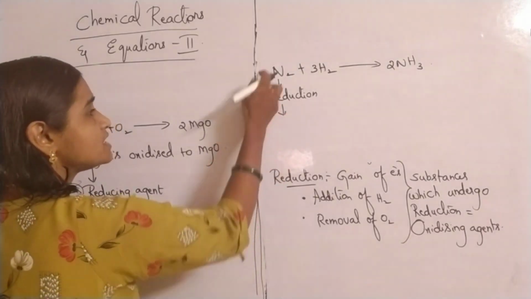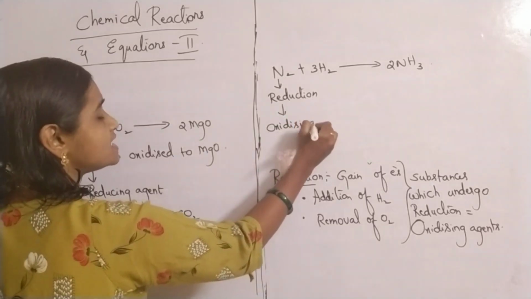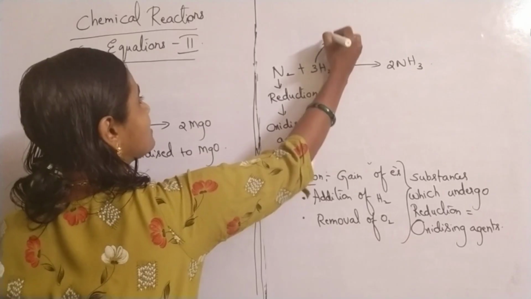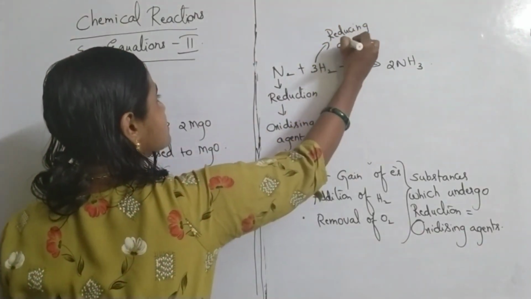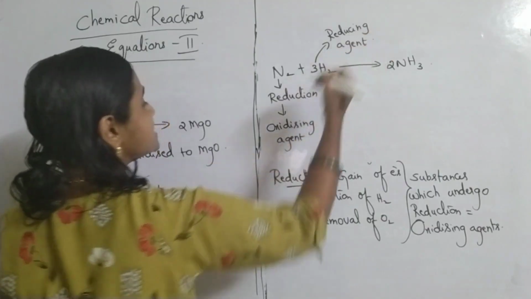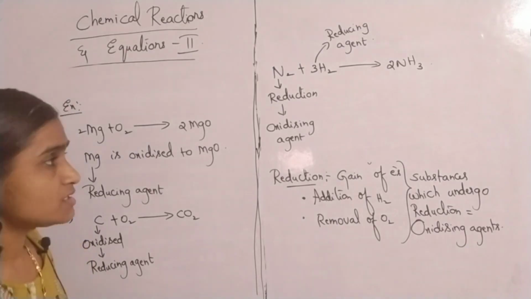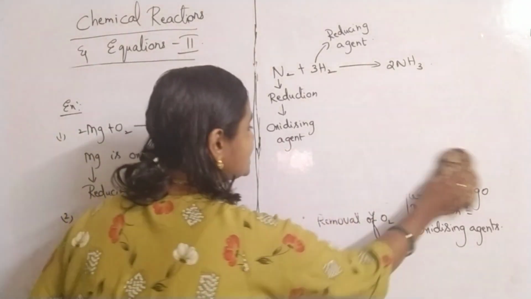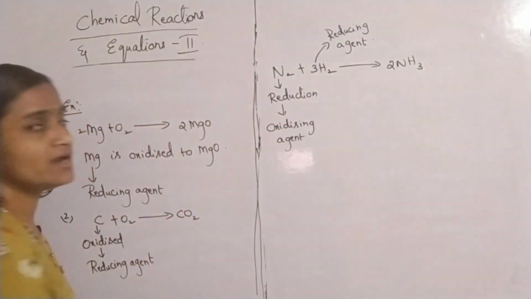So nitrogen is said to be what? Oxidizing agent. Whereas hydrogen is said to be what? Reducing agent. Hydrogen is said to be reducing agent. Nitrogen is said to be what? Oxidizing agent. Like that, if any reaction is given to you, you can easily identify which is getting oxidized and which is getting reduced.